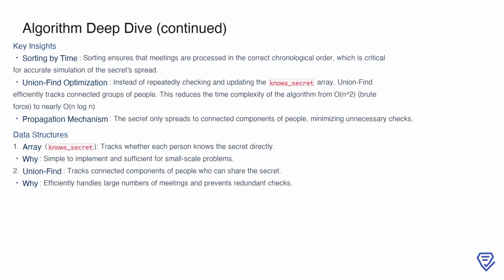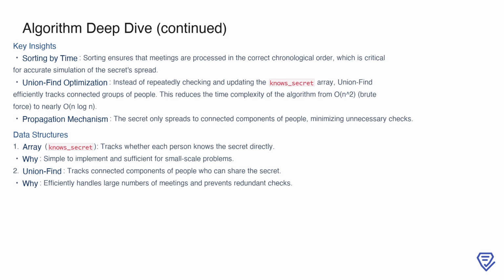The key to this algorithm lies in a few important insights. First, sorting the meetings by time is essential to ensure they are processed in chronological order. This guarantees that the simulation reflects the actual sequence of events. Second, the use of union find greatly optimizes the process. Instead of repeatedly checking and updating the knows_secret array, union find allows us to efficiently track connected groups of people, reducing the time complexity significantly. This is especially important in scenarios with a large number of meetings. The propagation mechanism is another critical aspect.